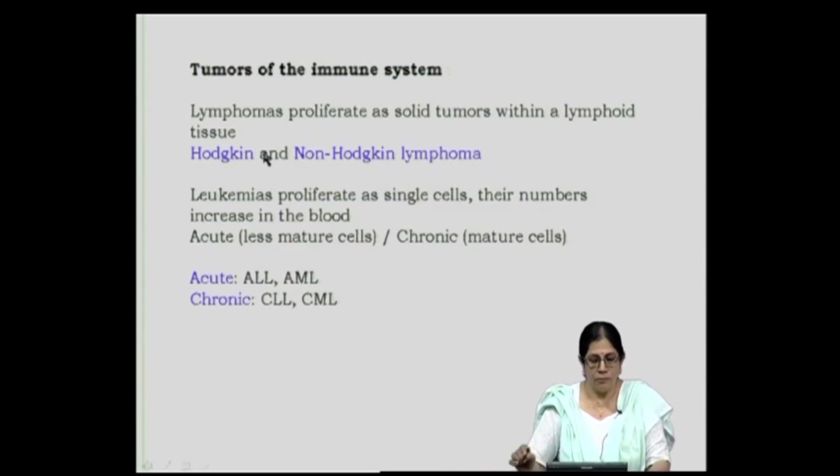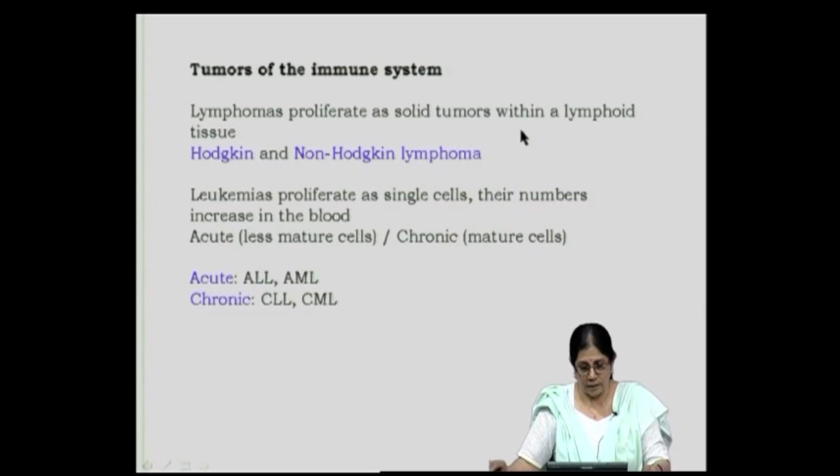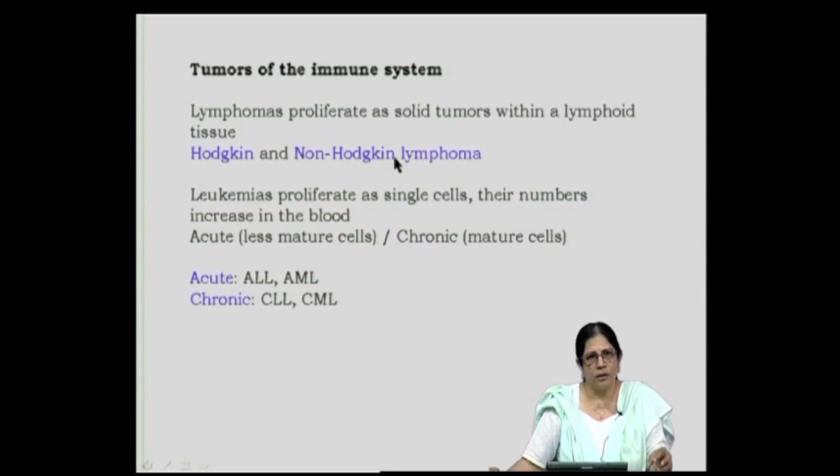Tumors of the immune system. Lymphomas proliferate as solid tumors. I have already mentioned that to you with lymphoid tissue, and these are Hodgkin's and non-Hodgkin's lymphoma. Leukemias proliferate as single cells. Their numbers increase in the blood, whereas in case of lymphomas, they stay on as solid tumors in lymphoid tissue. Well, not really solid in the way carcinomas are, but they are enclosed in lymphoid tissue, whereas leukemias, which proliferate as single cells, circulate in the blood.